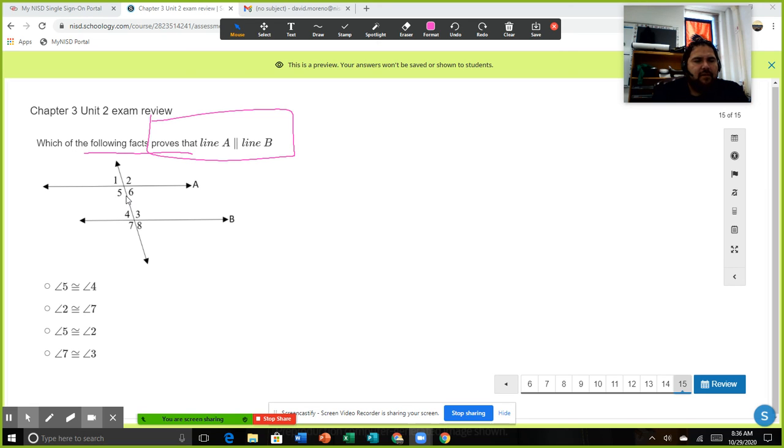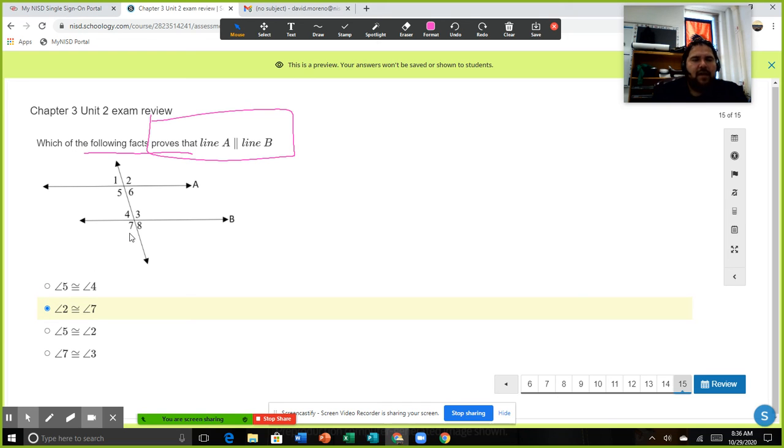But let's look at angle 2 and angle 7. Those are alternate exterior, possible. Angle 5 and 2. But look, angle 5 and 2, those are congruent. That's a true statement. But just because this is a true statement, that's not going to tell me anything about line A and B being parallel. Same thing with 7 and 3. 7 and 3 are congruent because they're vertical angles, but that doesn't tell me anything about line A and B being parallel.